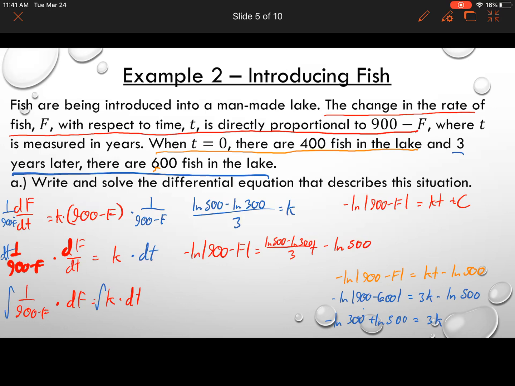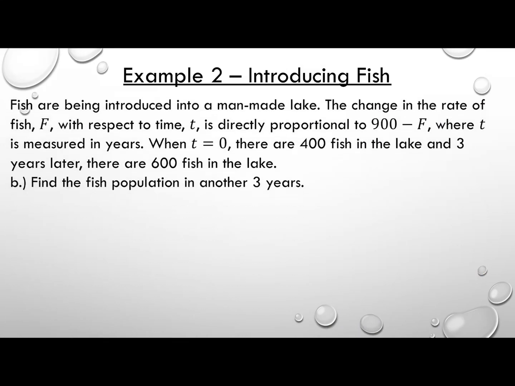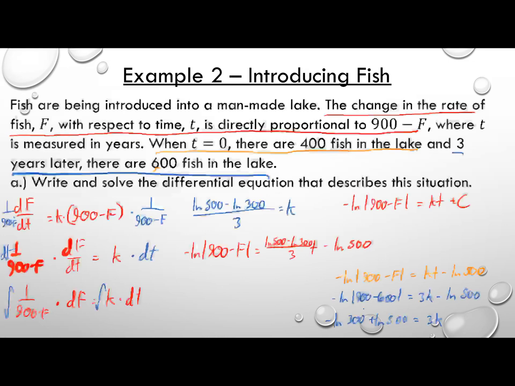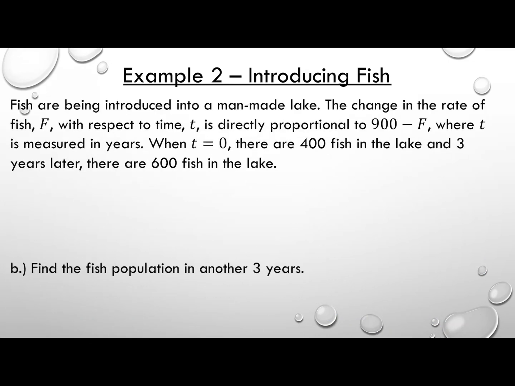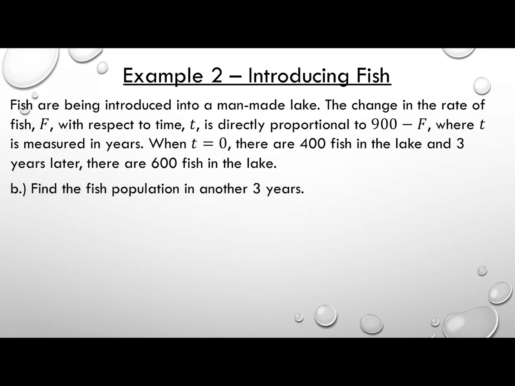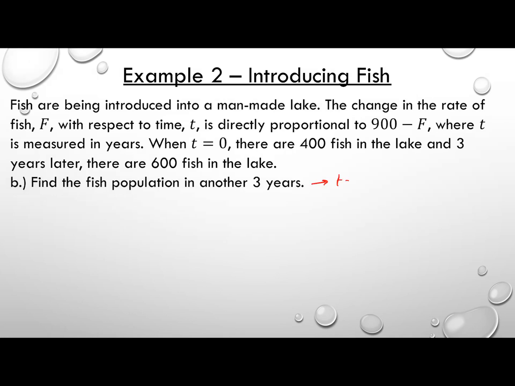All right, so now let's look at B. B asks us, find the fish population in another 3 years. Now, be careful here. We're told that 3 years later, the population was 600. So another 3 years would mean 6 years later from the original. So this would mean t is equal to 6. At this point, we just have to plug in 6 for t and solve for f.